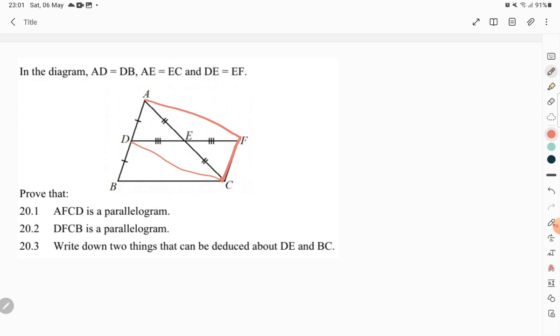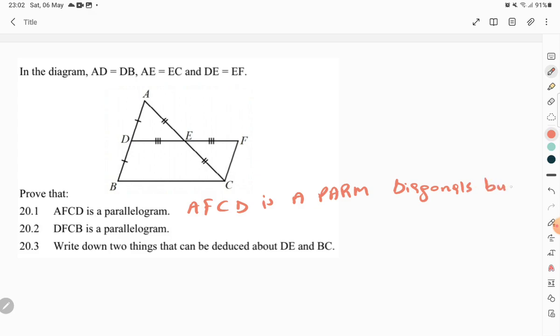AFCD. I think this is the same as what we just did there. This is a parallelogram because we can see that the diagonals bisect each other. So we can just say AFCD is a parallelogram. It is a parallelogram because diagonals are bisecting each other.